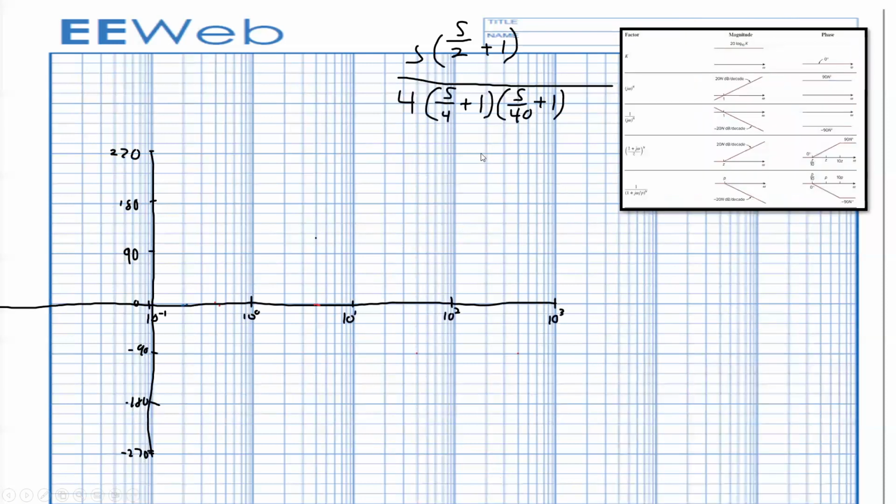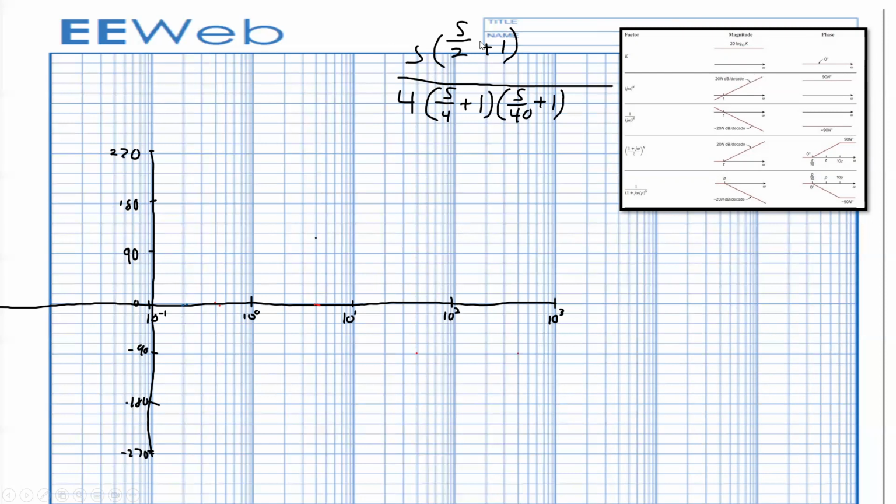Next, plotting the phase, we will keep our equation as is. We don't need to change anything. And for phase, if you look on the right side of the chart, a k value of 1 over 4 contributes nothing to the phase. So start at 0. But the s value contributes 90 degrees to our phase. So we will start at a value of 90 degrees.